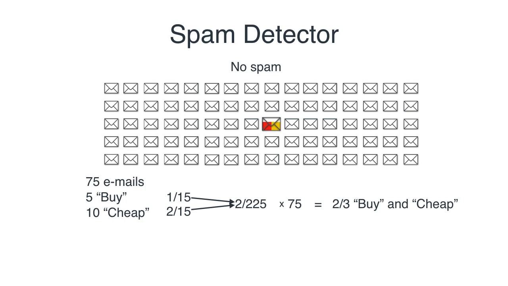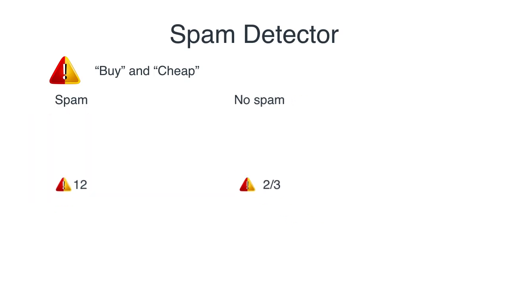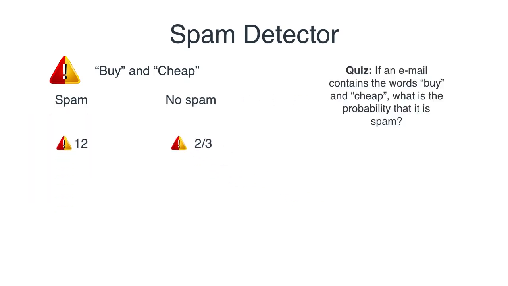And that's fair. Let's work with that. So we go back to our data, and on the left we have 12 emails that contain the words buy and cheap. And on the right, we have 2/3 of an email that contains the words buy and cheap. And we can do math with these ones, right? Because now the quiz says if an email contains the words buy and cheap, what is the probability that it is spam? So let's do some math.